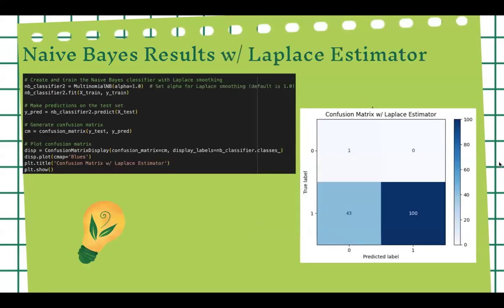We repeated the same experiment, but this time adding Laplace smoothing with a value of 1 to see if that would improve the results. However, the resulting matrix is identical to the previous one, indicating no improvement by adding the Laplace estimator.